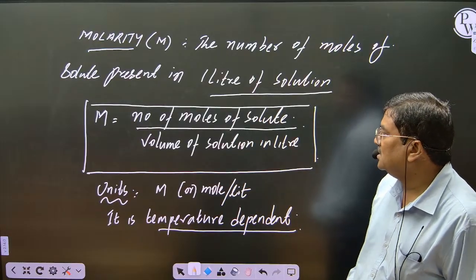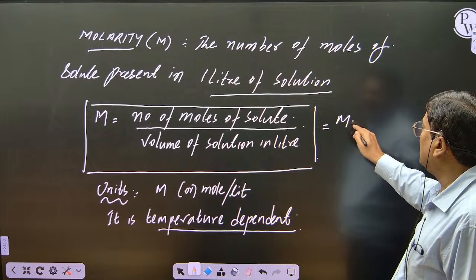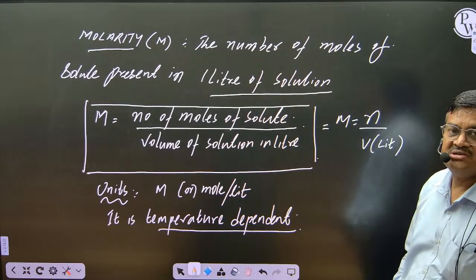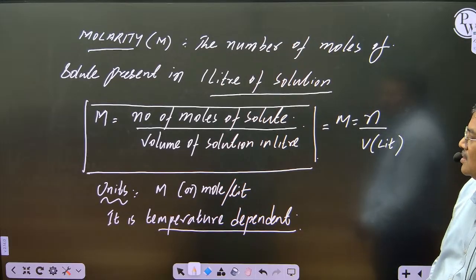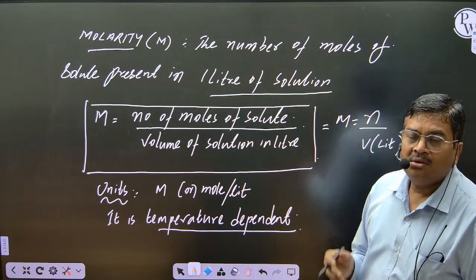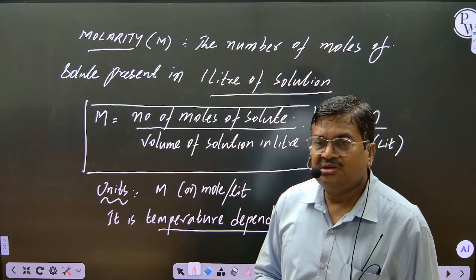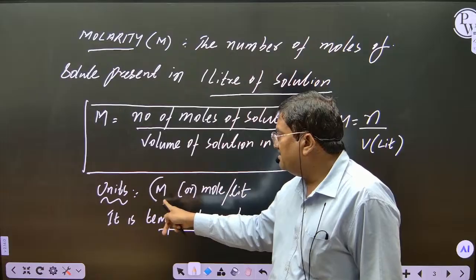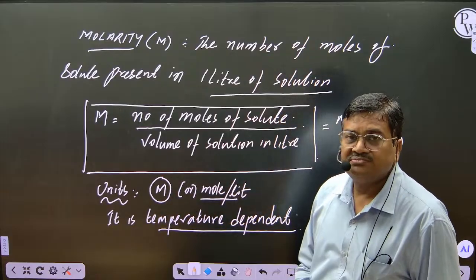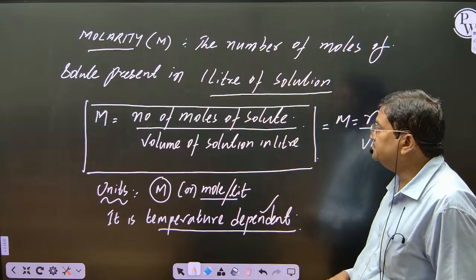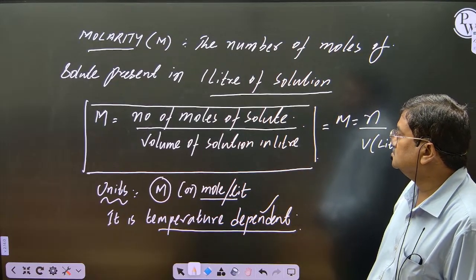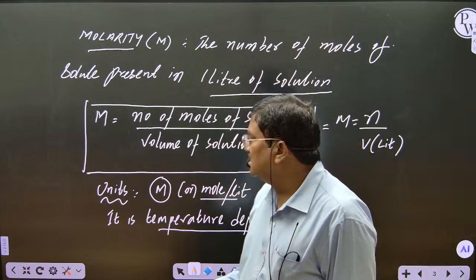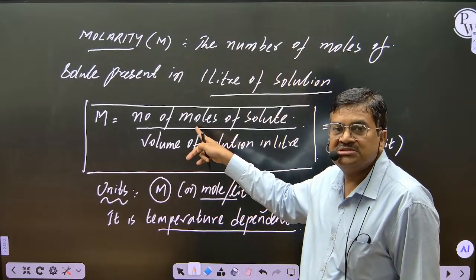Copy this. Mathematically we can even write molarity as small n upon V. What is small n here? Number of moles. V is volume of solution in liter. Clear, students? Simple, this is molarity. If they ask for units, its unit will be capital M, or mole per liter, and it is temperature dependent. Copied, all of you?